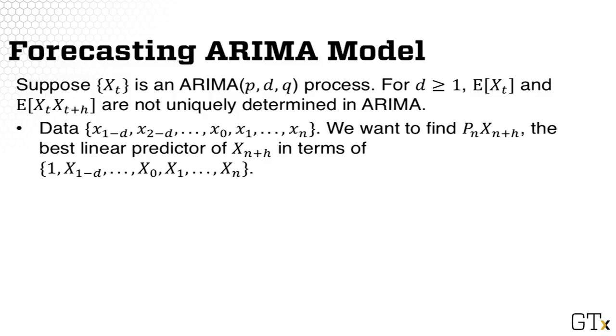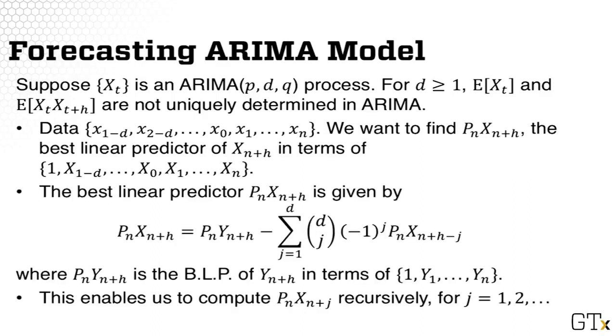Importantly, the expectation and the covariance of the ARIMA process are not uniquely determined. In order to obtain the best linear predictor for xn plus h, given the past observations of the time series, we need to first obtain the best linear predictor for yn plus h of the yt process obtained after differencing. The prediction formula for xn plus h is provided here. It is the difference between the best linear predictor of yn plus h and the weighted sum of the lower lag predictions of x at n plus h minus j. Thus, to obtain the prediction at lag h, we need to solve this recursively.